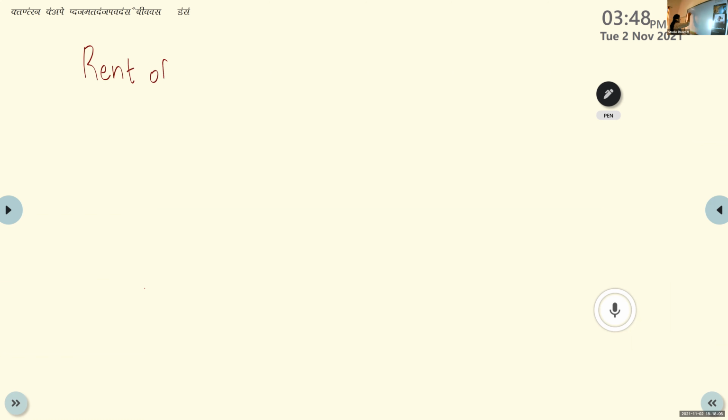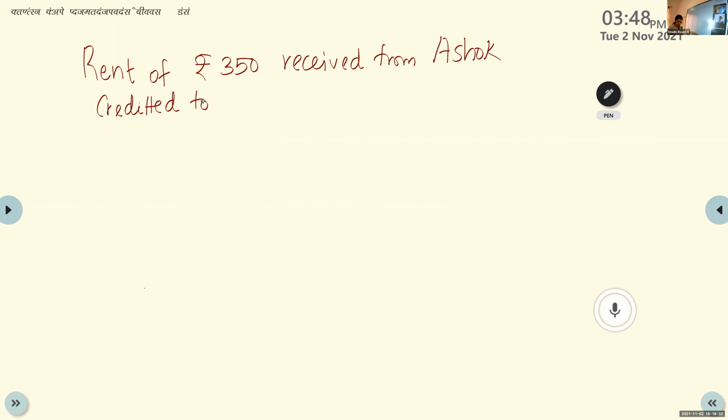Rent of rupees 350 received from Ashok, credited to both rent as well as Ashok's account. This is the case.